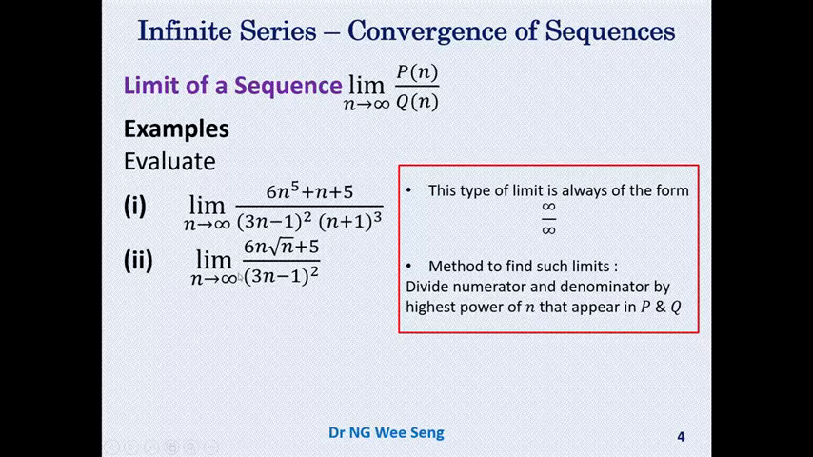I'll illustrate the method using two examples. But first, a quick observation. This type of limit is always of the form infinity over infinity. For obvious reasons, both the numerator and the denominator will diverge to infinity when n becomes very large. And the method to find such a limit is to divide both the numerator and the denominator by the highest power of n that you can find in this function.